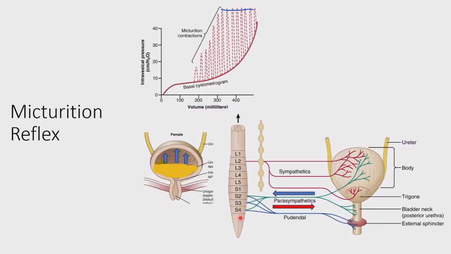As the volume of our bladder increases, the pressure also increases as shown in this cystometrogram. Our bladder has sensory stretch receptors, so every time the bladder is filling with urine, it increases its pressure. As a result, it will send signals through the pelvic nerves and then back again to the bladder through the same nerves.